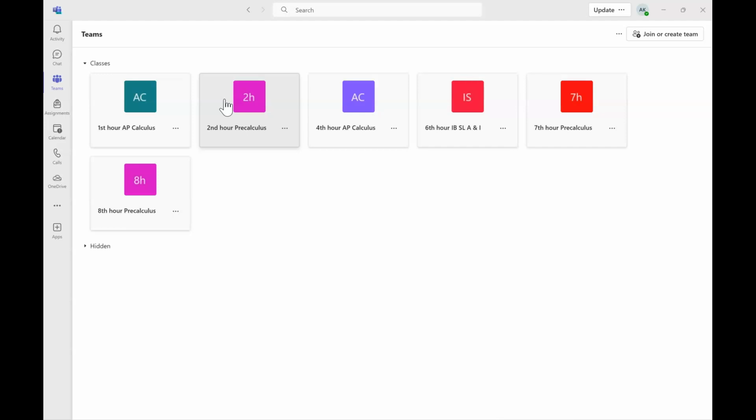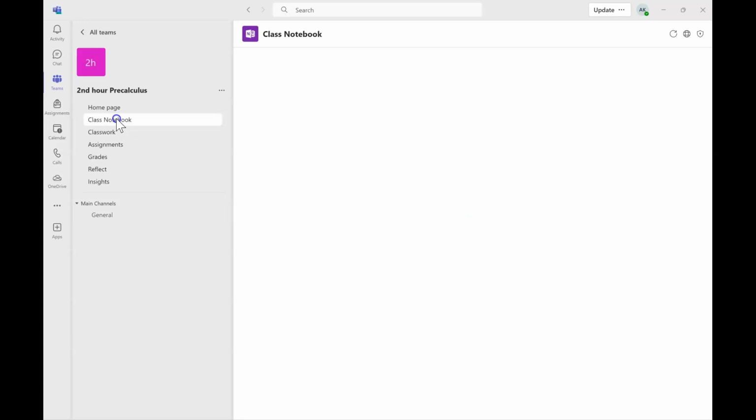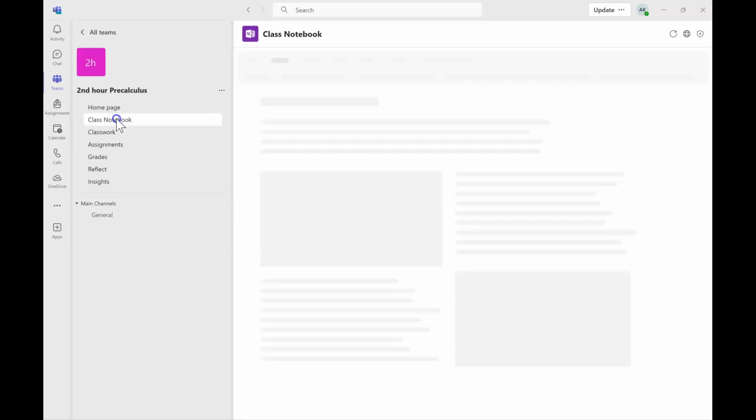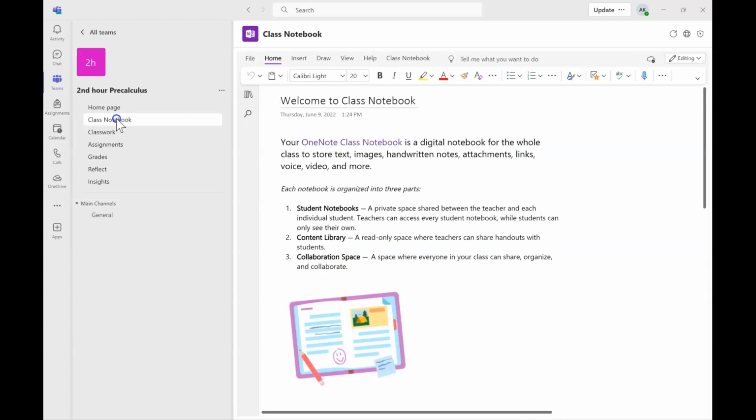Once your Teams is open, go ahead and click on the second hour pre-calculus tile. On the navigation panel here on the left, find the place where it says Class Notebook. Click on that. It might take a minute, but OneNote should load into this panel here on the right.